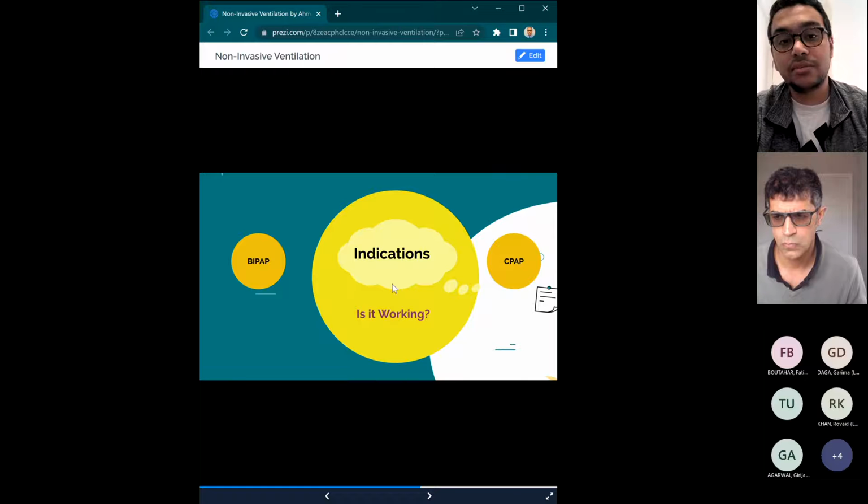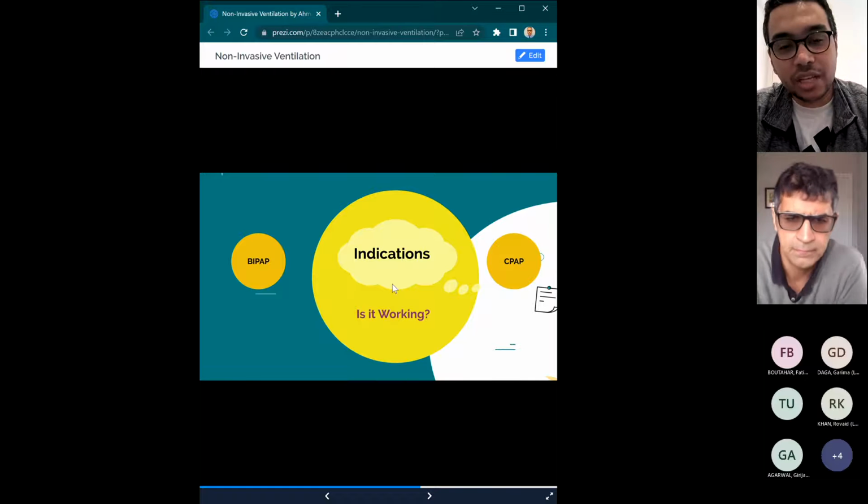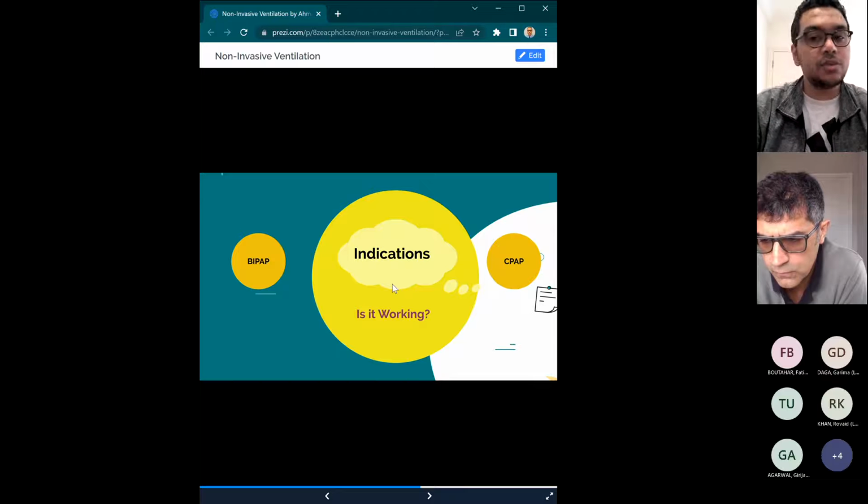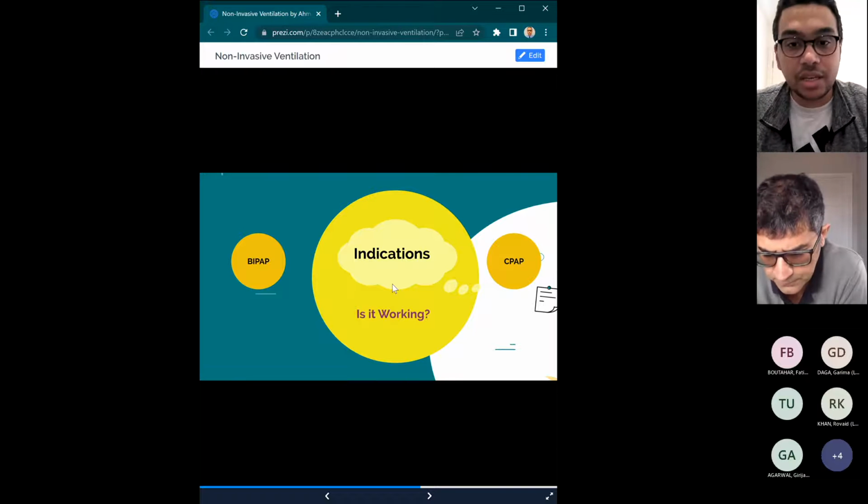Of course, the gases are very important, and we should not rely so much on the saturations, because sometimes that might be tricky. The saturation can take some time to fall, and it's not going to reflect if the patient is hypoventilating or the patient is getting tired or not.